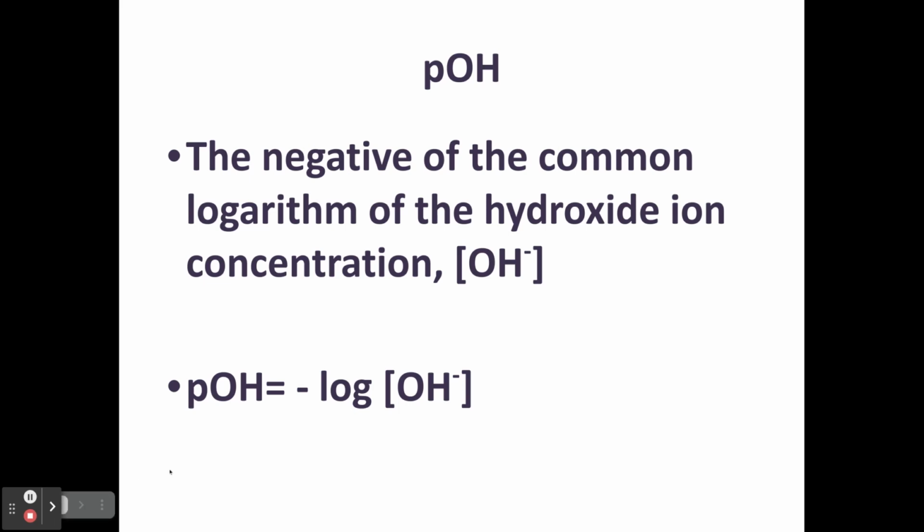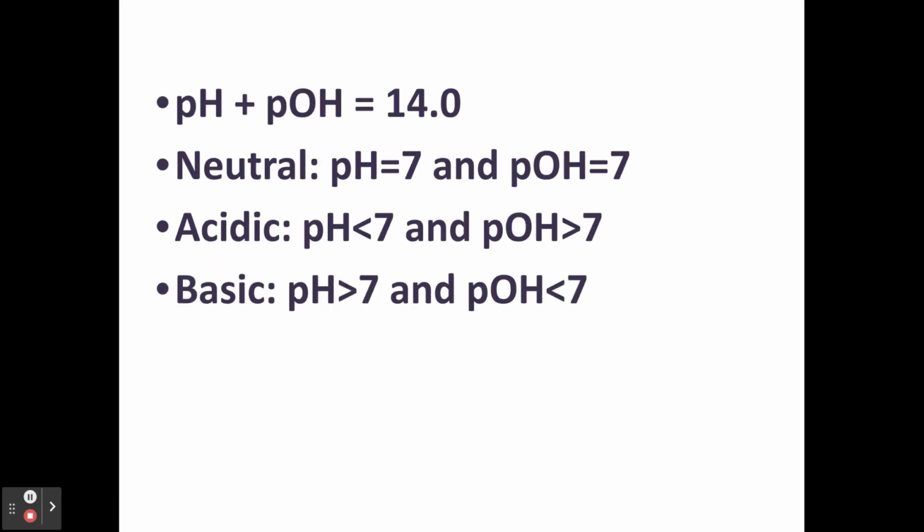pOH is looking at the concentration of hydroxide ions. So if we have pOH, we're going to take the negative log of the hydroxide concentration, and that will give us pOH. The pH and the pOH are always going to add to 14. So if I know the pH, I can take 14 minus my pH to solve for my pOH. Neutral, both numbers will be 7.